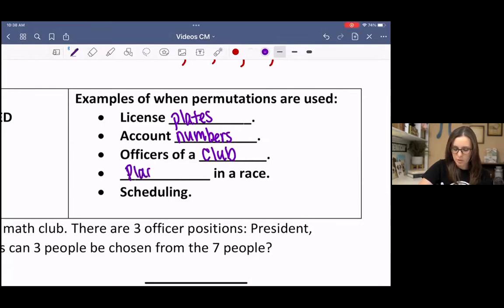Places in a race, or scheduling, like scheduling classes or anything like that. So anything like that where there are specific places for specific objects, that's going to be a permutation.